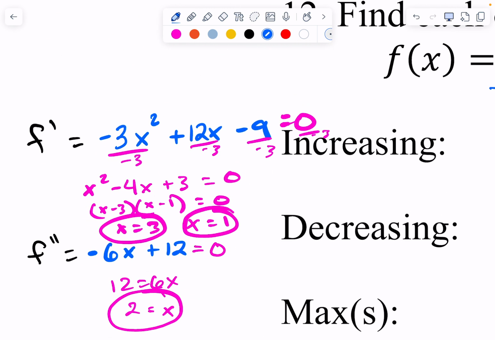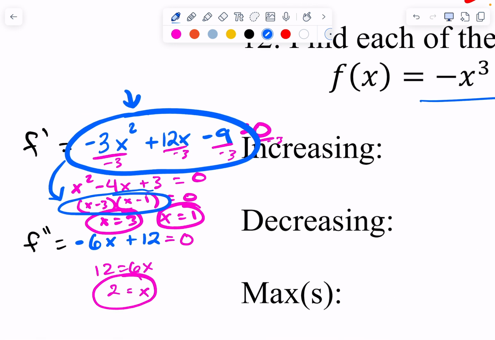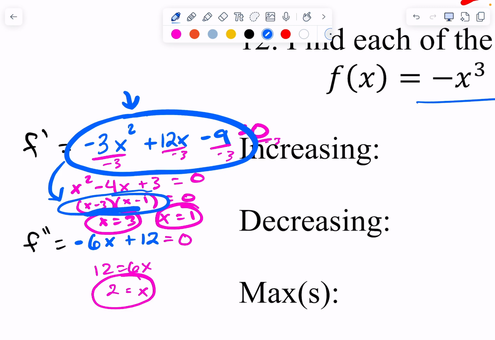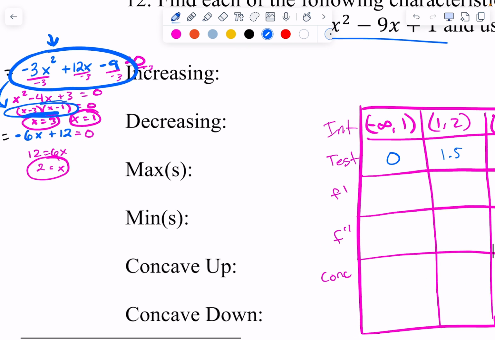Here's the issue that we have. The first derivative. I am tempted to use this guy because he's completely broken down. But the problem is, I divided off a negative 3. And if I use this guy, he will end up being the opposite of what we said he was, right? Because we took a negative out. So we might have to use the original guy, or we could use this guy and just flip the signs. Let's just use the original guy. So my original f prime is negative 3x squared plus 12x minus 9.